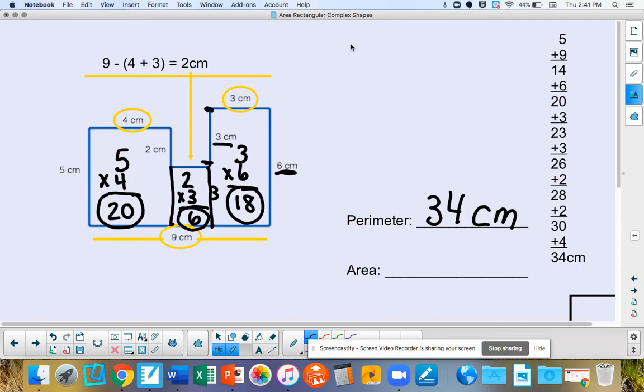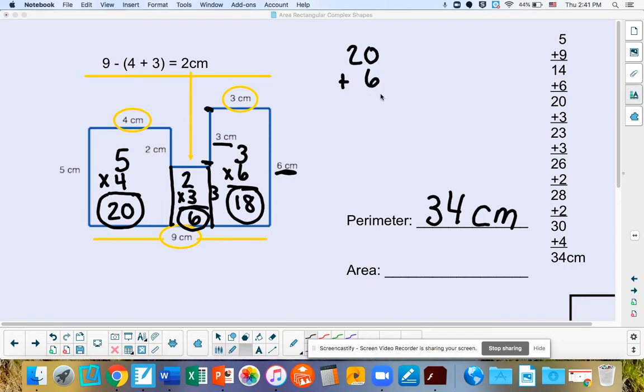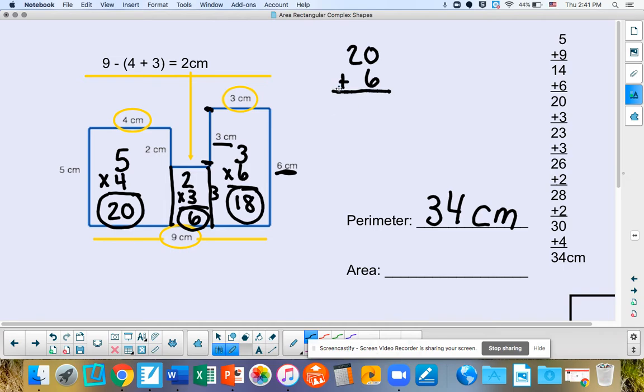The last thing we need to do to find our area is to add all of those boxes together. And again, this is a great one to do individually. So we get 26 plus 18 and we get 44, this is square centimeters.